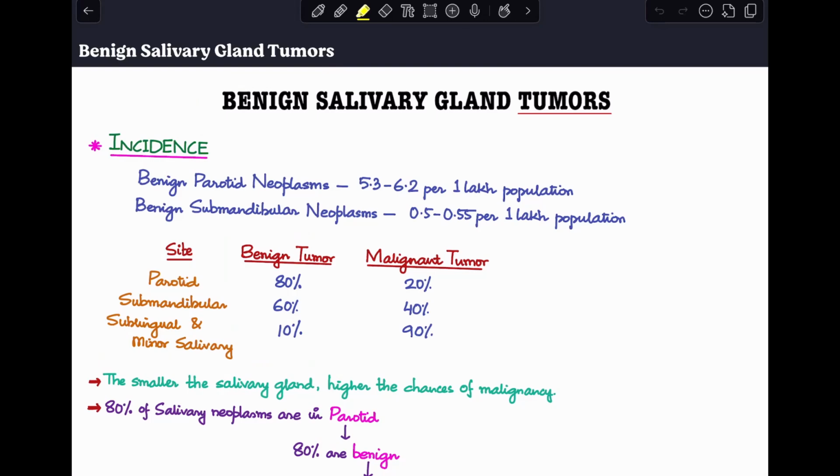Today we'll be discussing benign salivary gland tumors. We'll talk about the incidence of these tumors, what the classification of these tumors is, which gland is more commonly involved, and which glands more commonly have malignant tumors. Other than that, we'll also talk about the clinical features, how you investigate such a case, and how you treat these cases.